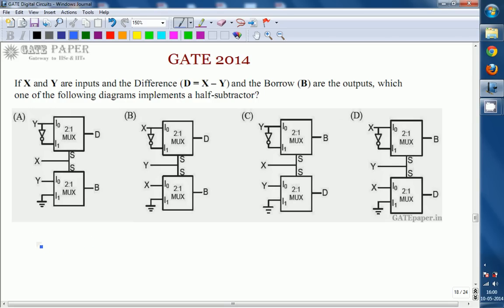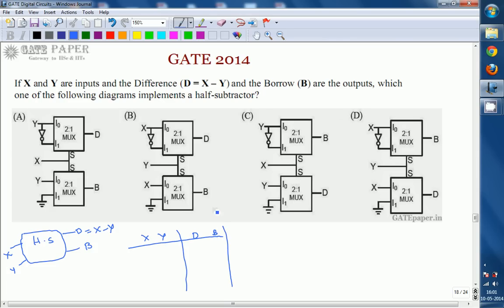We should know a half subtractor is nothing but a circuit which subtracts one single-bit input from the other. Let us assume the half subtractor is a circuit with two inputs, x and y, and outputs difference D and borrow B. D implements subtracting y from x. So we write x, y, D and B, that is difference and borrow.